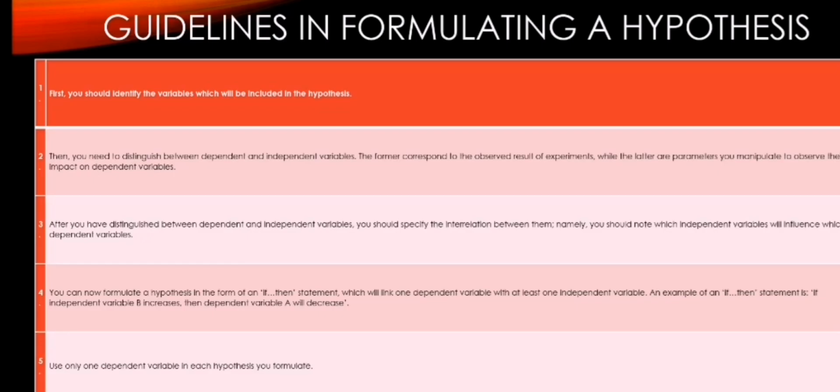The fourth one, you can now formulate a hypothesis in the form of an if-then statement, which will link one dependent variable with at least one independent variable. For example, an if-then statement is: if independent variable B increases, then dependent variable A will decrease. The fifth one, use only one dependent variable in each hypothesis you formulate.